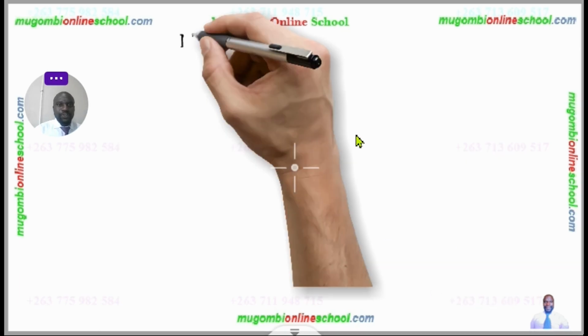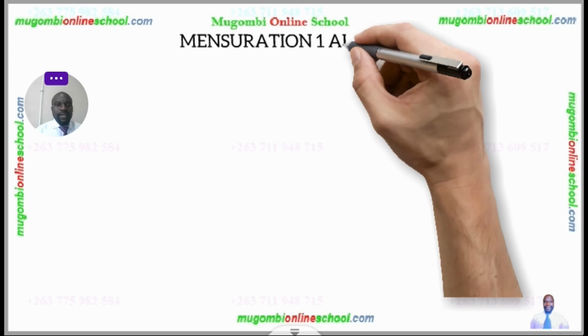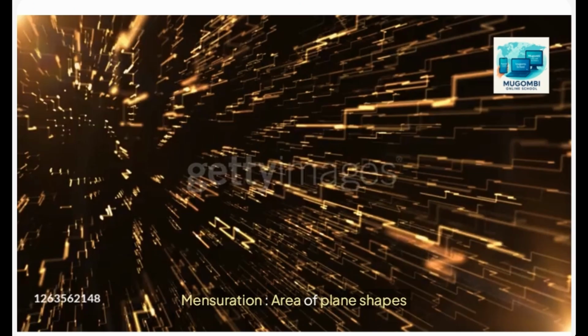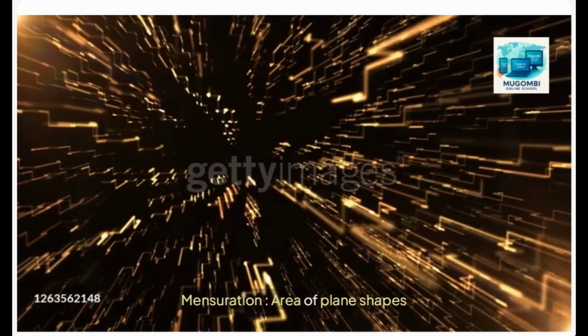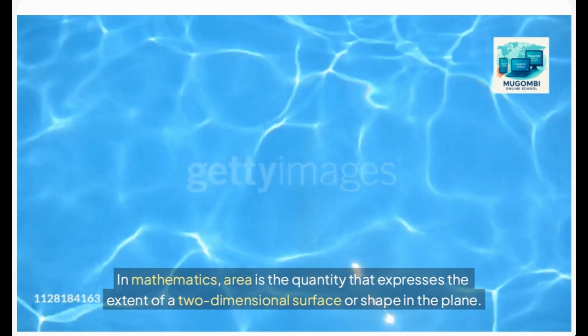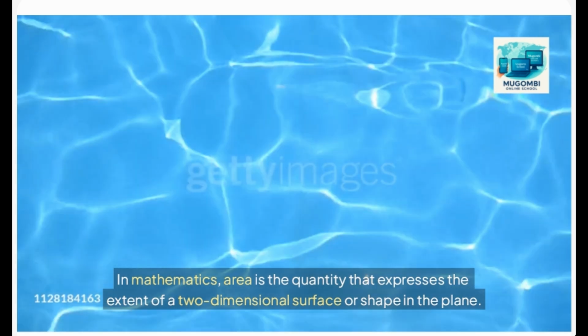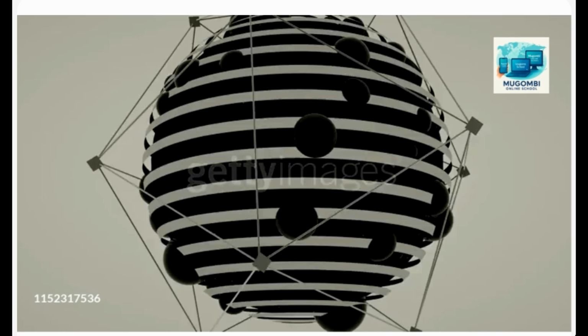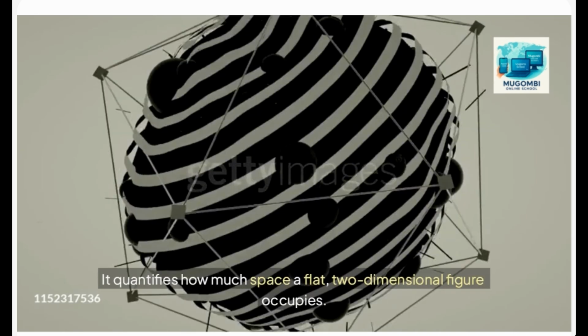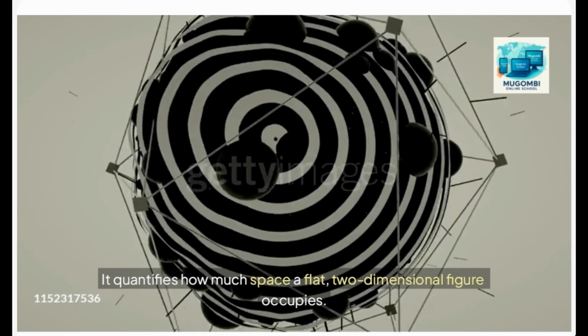Today we are starting a new topic, mensuration, where we're going to cover area of plane shapes. In mathematics, area is the quantity that expresses the extent of a two-dimensional surface or shape in the plane. It quantifies how much space a flat, two-dimensional figure occupies. Here are some key points about area. Units. Area is measured in square units.